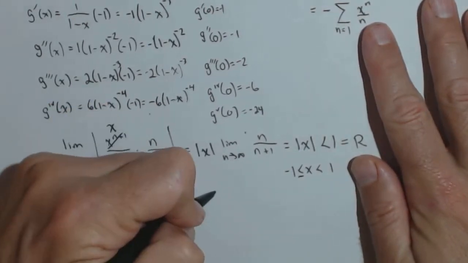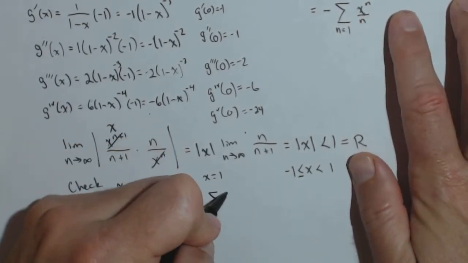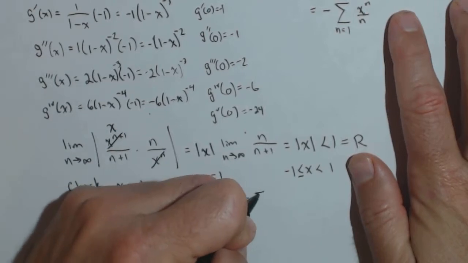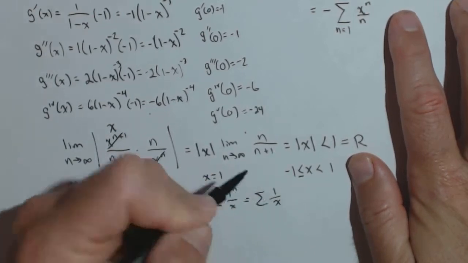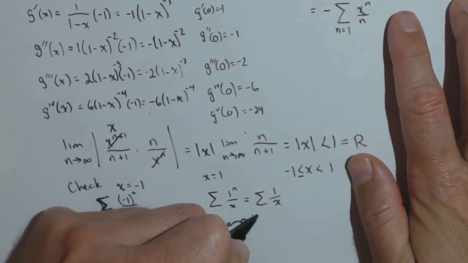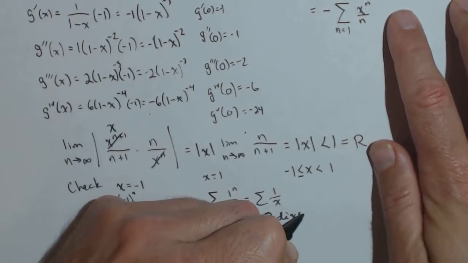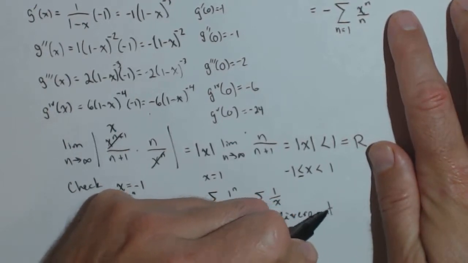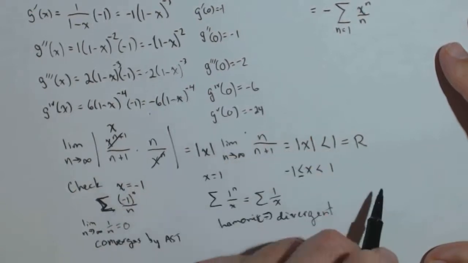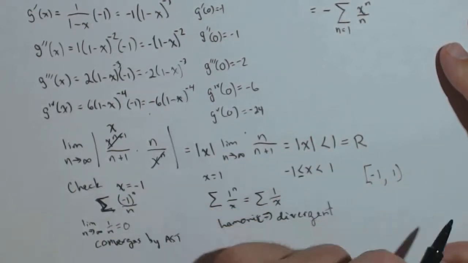Do the same thing for 1. So we're going to check x equals 1. We plug in 1 for x. 1 to the n over n, which is just 1 over n. That's our harmonic series. So that is going to be divergent, and we do not want to include that endpoint. So our radius of convergence is 1. Our interval of convergence is -1 to 1.